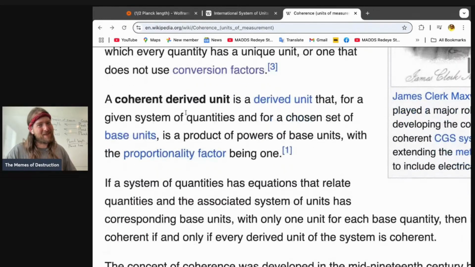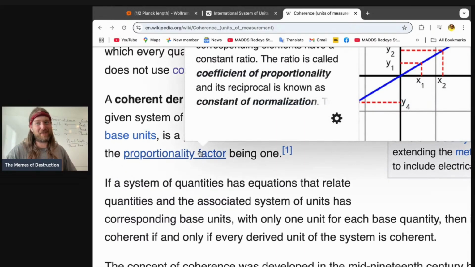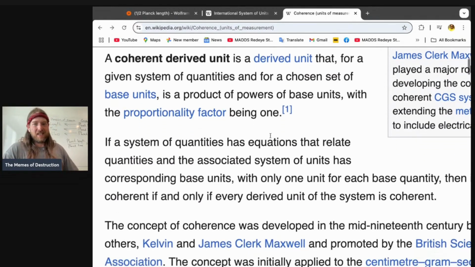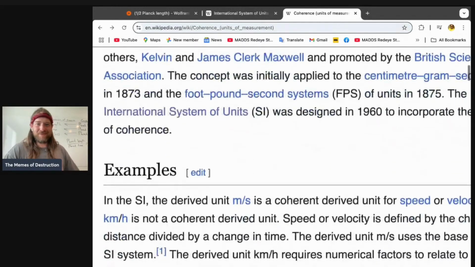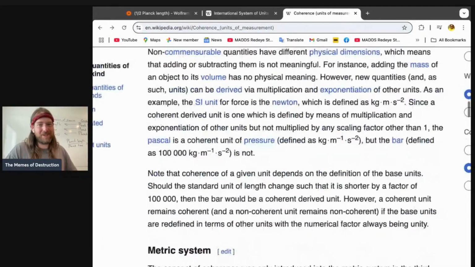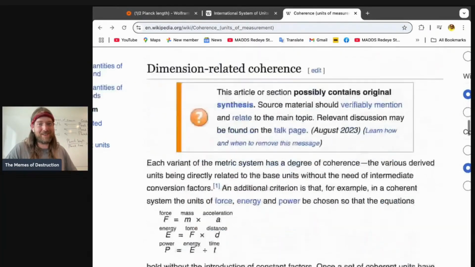Okay. And then we have over here, we'll just touch this, a derived unit, that for which a given system of quantities and for a chosen set of base units is the product of powers of base units with a proportionality factor being 1, aka length divided by time is speed. If it happens to be Planck length divided by Planck time, we're pretty much going to get c. Okay. All right. So those are words. That's Wikipedia. Don't necessarily believe this. Feel free to trust if you want, but please, good God, verify.